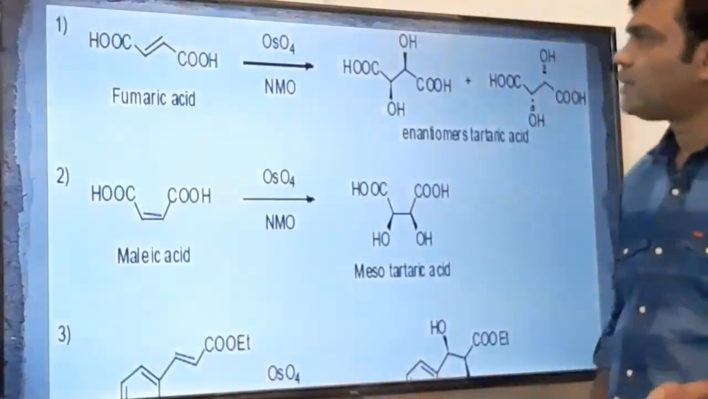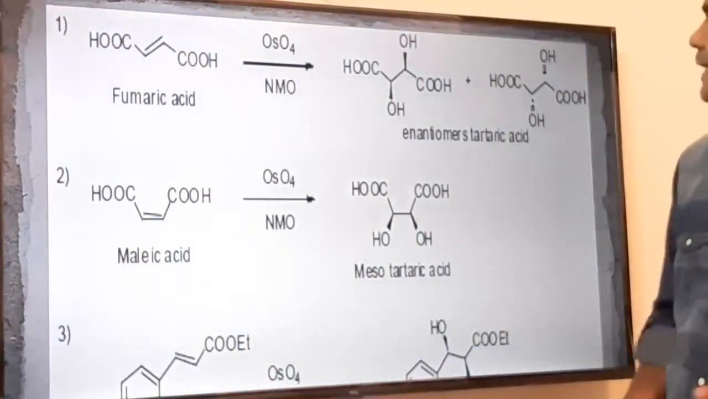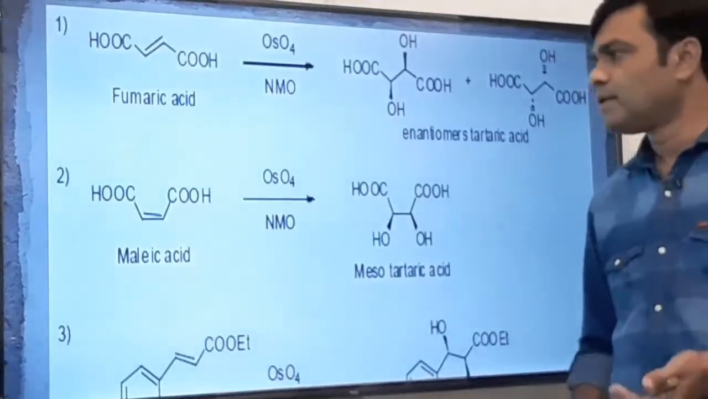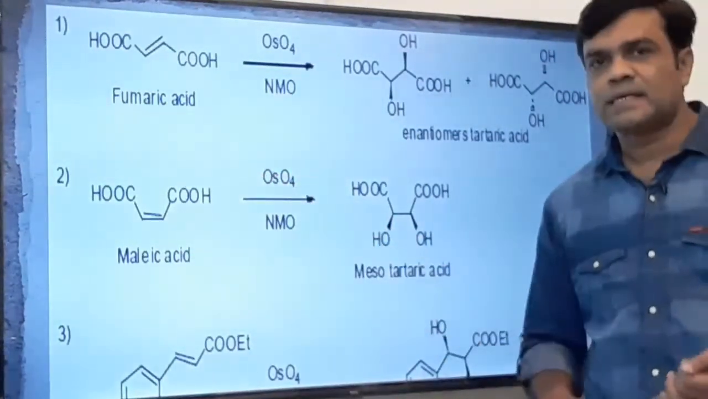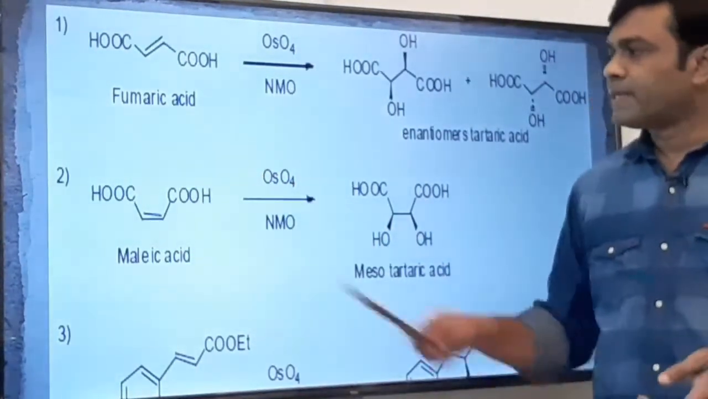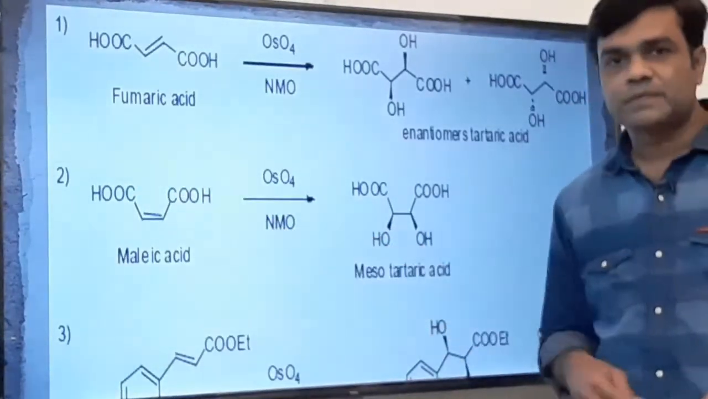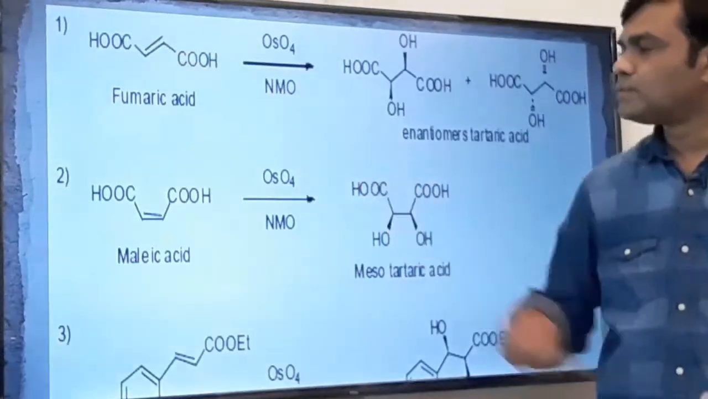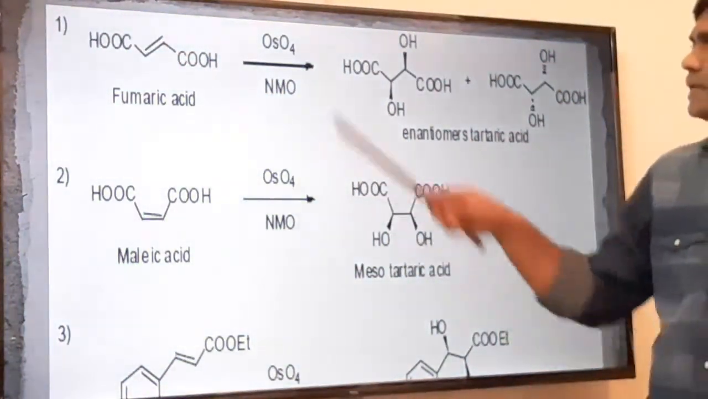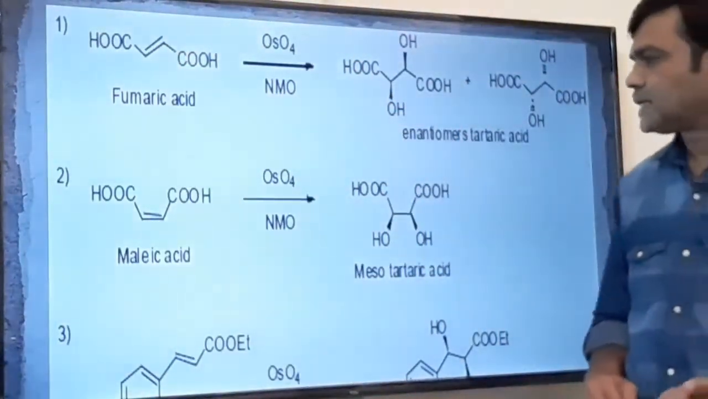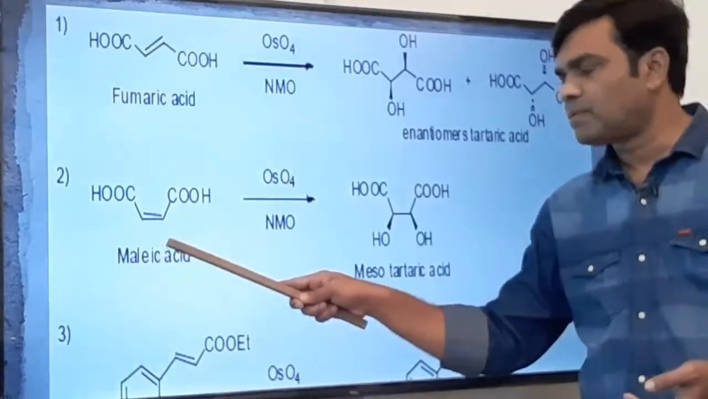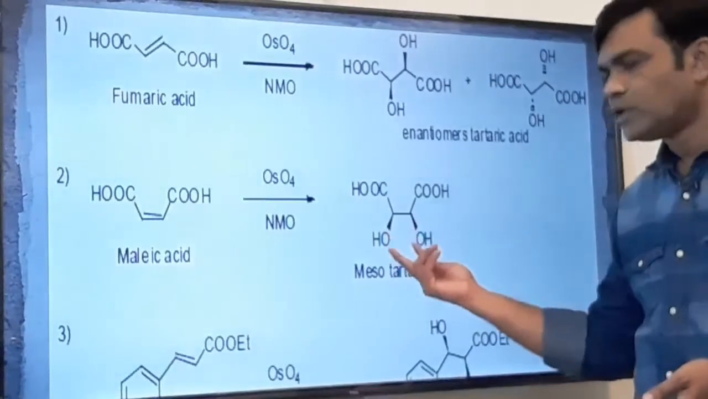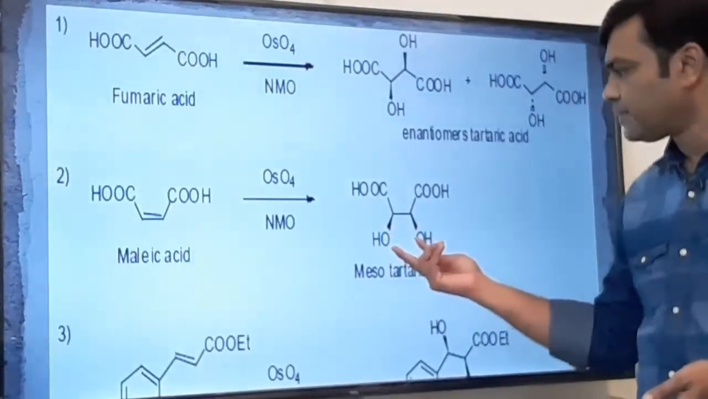See some examples of osmium tetroxide. This is fumaric acid. You know that maleic acid and fumaric acid are isomers of each other. In maleic acid, the two COOH groups are cis to each other, whereas in fumaric acid, the two COOH groups are trans to each other. And see, on treatment with osmium tetroxide, in case of the cis compound, that is maleic acid, we get meso-tartaric acid, where the two OH groups are added from the same side. This is the meso compound.